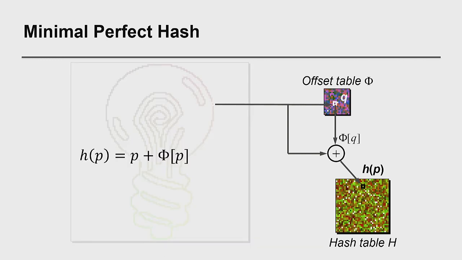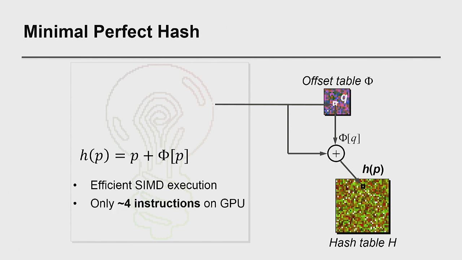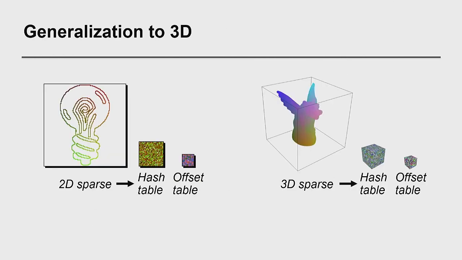And you need to make sure that you're not going to have any collisions. Well, in theory, this is possible. You just need to be a little careful. And in the end, you can have efficient SIMD execution, and it doesn't really require that many GPU operations. You're just going to have a little bit of extra bits, and you're going to have this one indirection. That's going to be your cost. So I talked about this in the context of 2D. This really extends to 3D. In this case, you're going to have a 3D hash table and a 3D offset table.